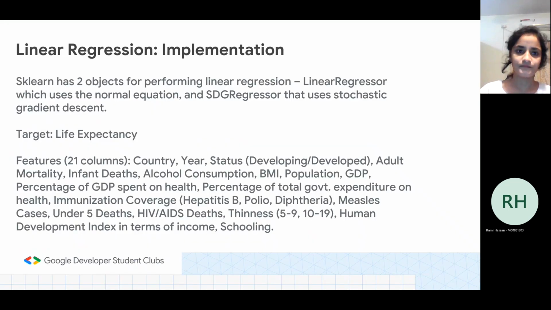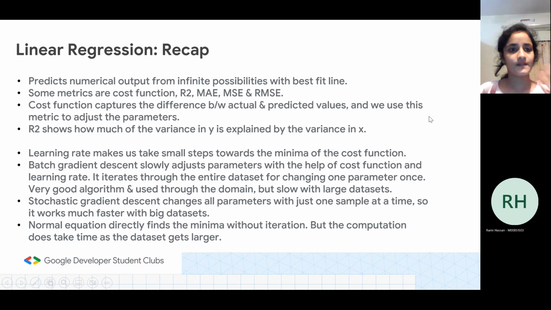Recap. So we started off with the basic definition. Linear regression predicts a numerical output from infinite possibilities by drawing a best fit line through the data. Some metrics we used are cost function. I mean, cost function is not an evaluation metric. It's used in the algorithm. The rest are R square, which is the coefficient of determination, MAE, MSE, RMSE.